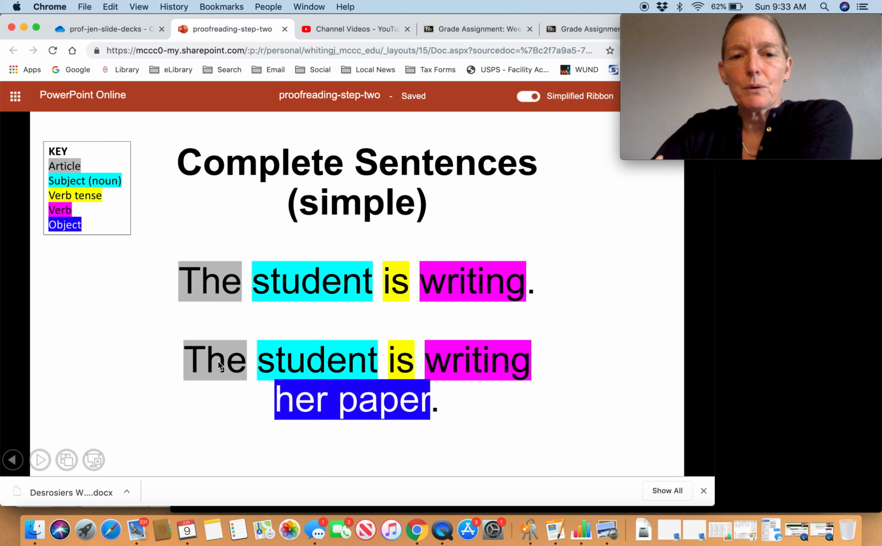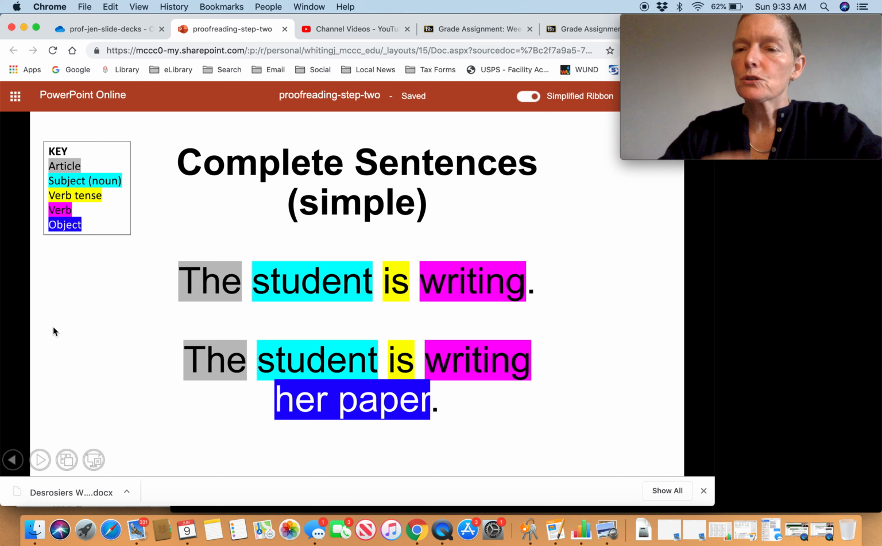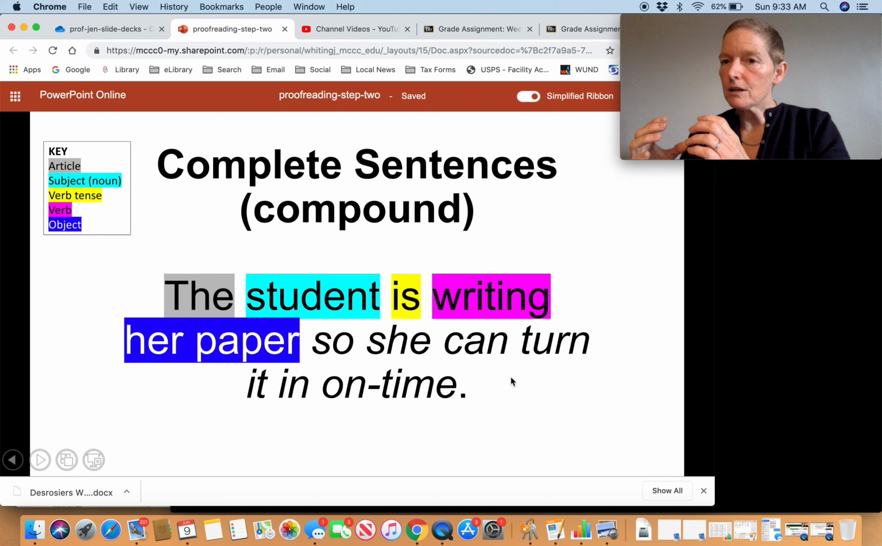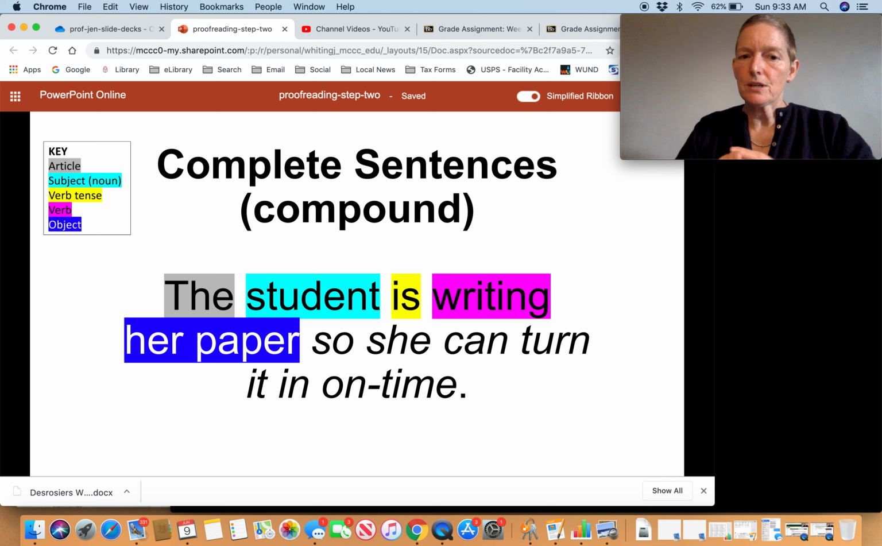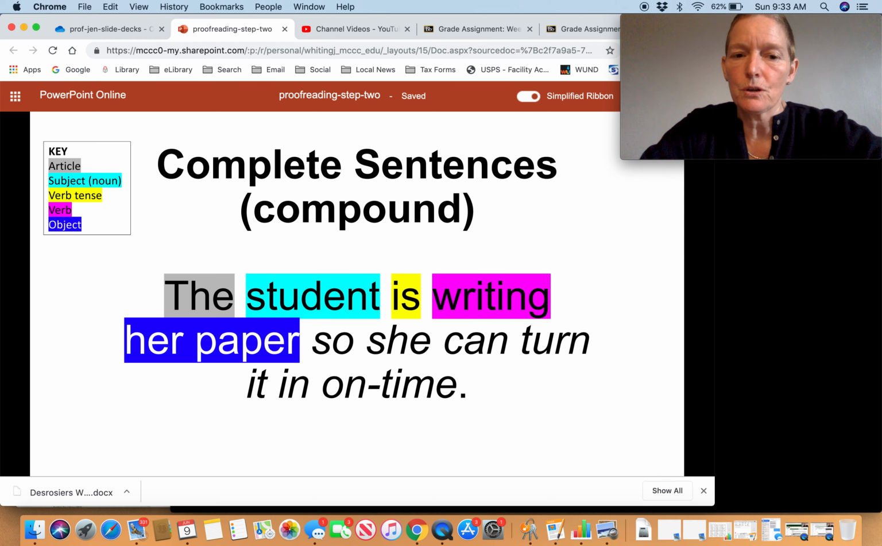Okay, here's another one. The student is writing her paper. Now this one in blue here is the object. What is she writing? She's writing her paper. So those are correct, complete, simple sentences. Here's a compound sentence. The student is writing her paper, and then this bit in italics is a clause which explains the first part of the sentence. The student is writing her paper so she can turn it in on time. That's a complete sentence. It's compound. It's got the first part, the independent clause, and then the dependent clause. So that's a perfect complete sentence.